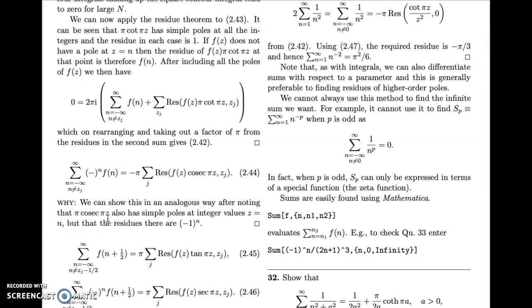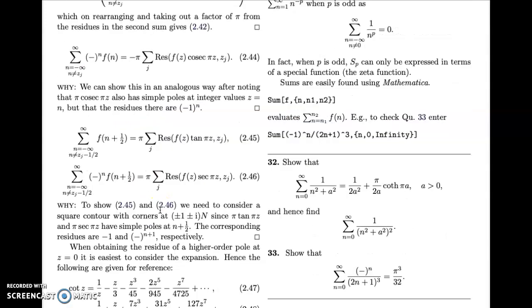It turns out that this again has simple poles at the integer values. This is fairly obvious because cosec is 1 over sine. But this time the residues, you can easily check, are minus 1 to the n rather than just 1. So we end up with this extra factor of minus 1 in here. Otherwise, the technique is exactly the same. The proof is exactly the same.